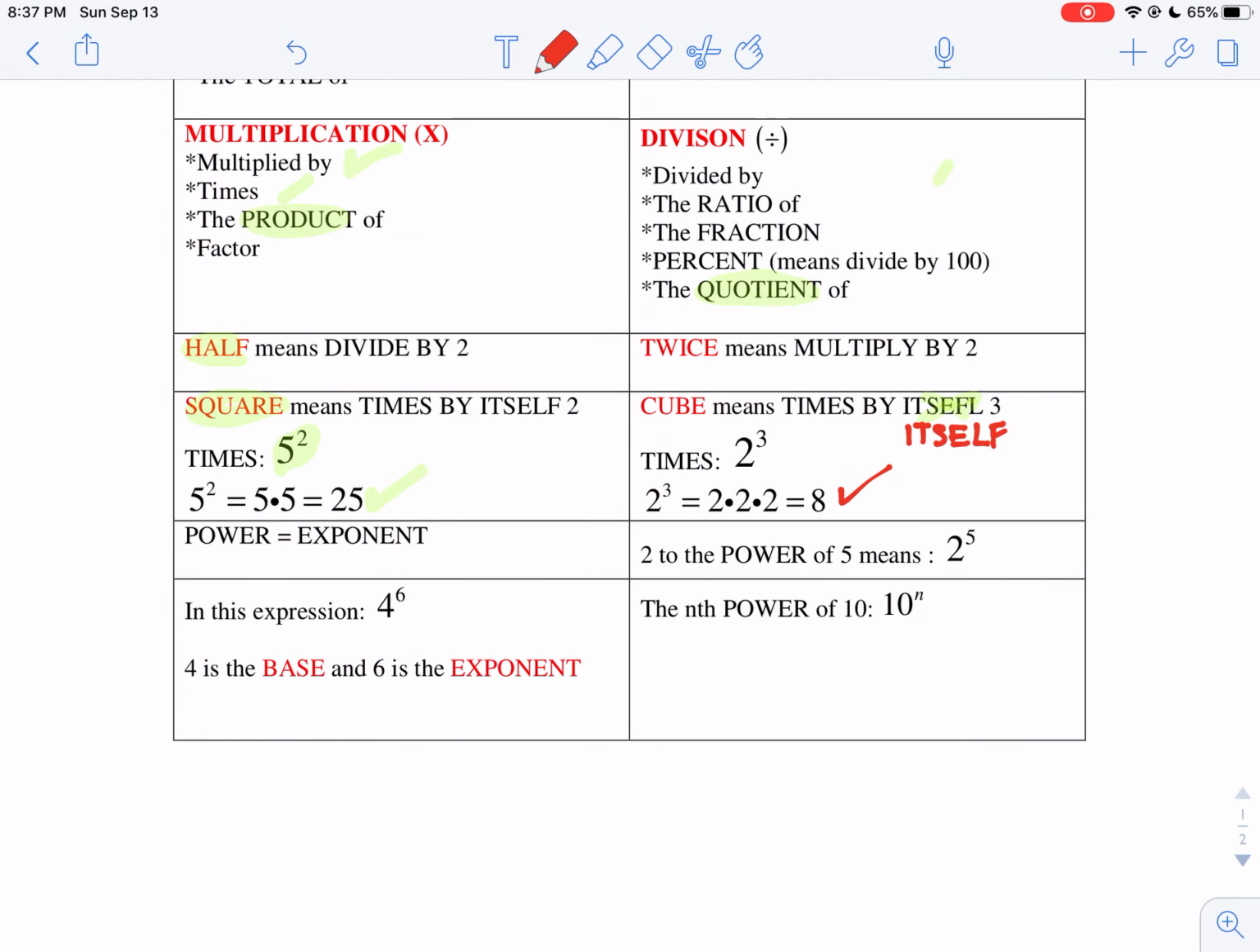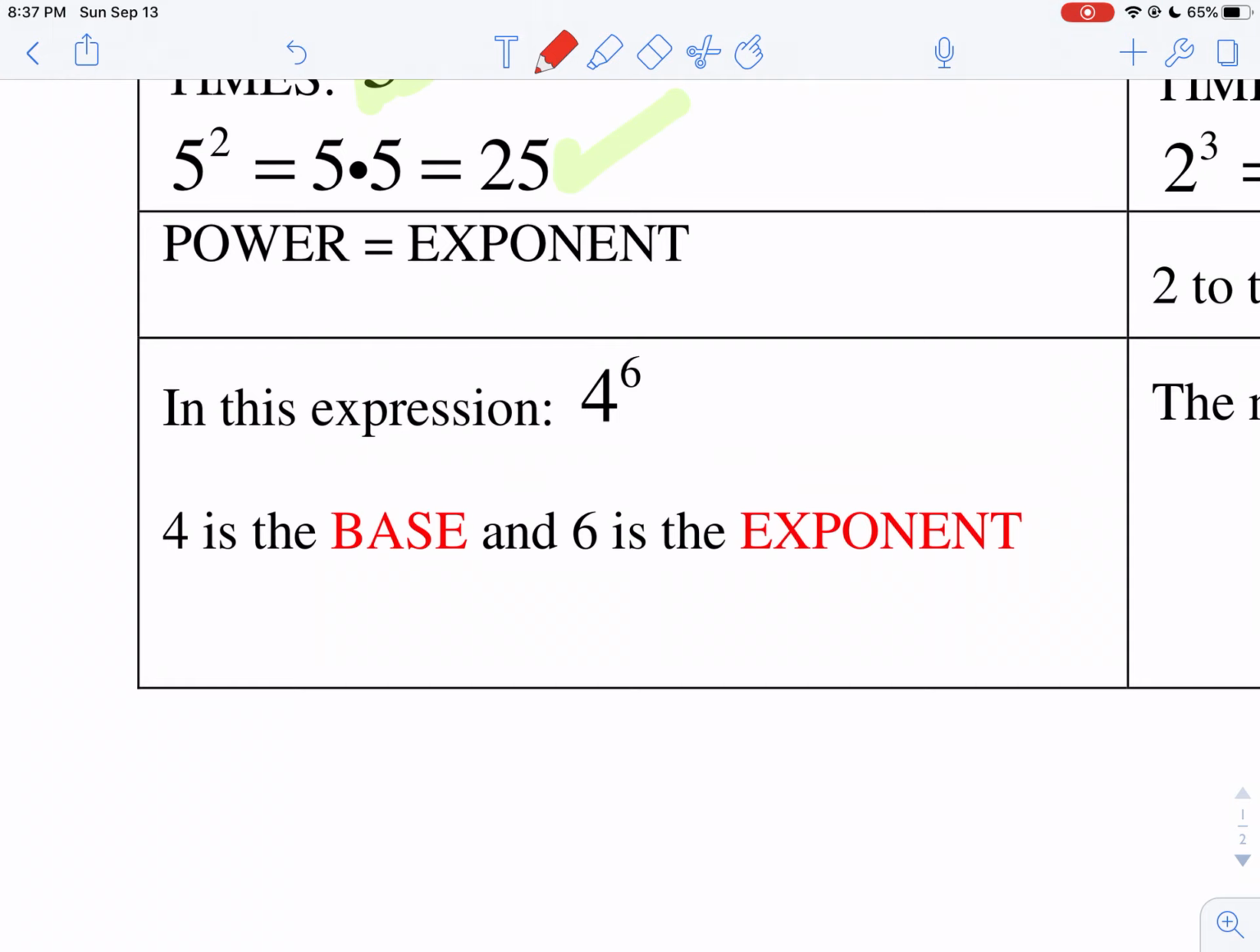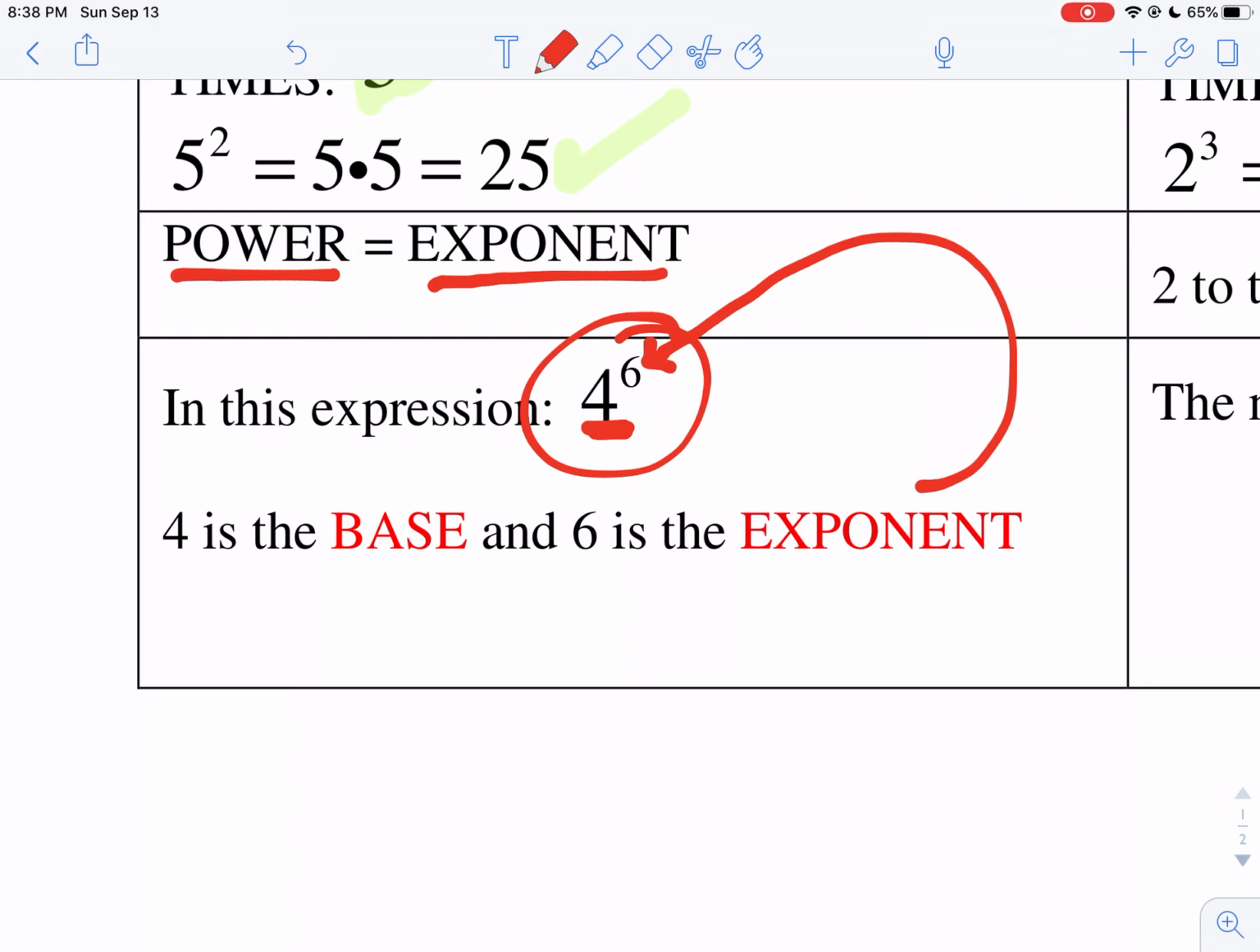The next thing that we are going to talk about is the word power. Power is the same thing as an exponent. So for example, in this example here, you have 4 to the power of 6, or you can just say 4 exponent 6. It means the same thing. There are two very big words. Base is the number that you see here. That's the 4. That's the number which is being raised. And the power or the exponent is what you see up here. So 4 to the 6, remember 4 is the base and 6 is the exponent.